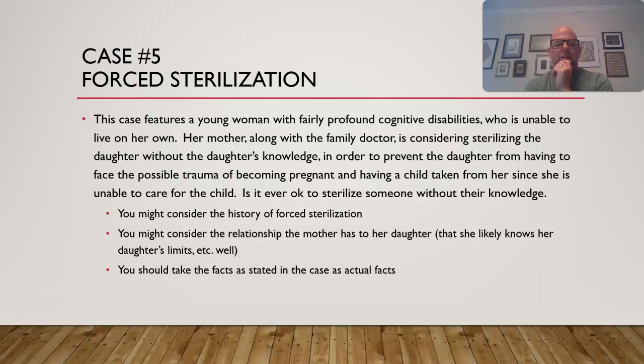So here we have a severely cognitively impaired young adult woman whose mother knows that she can't take care of herself. The mother is dying and is worried that her daughter, who's going to have to go live in a group home, could wind up pregnant and then have the child taken from her because she can't take care of it. And in order to prevent that from happening, she is considering sterilizing her daughter without telling her, or in a way that the daughter would not understand. And of course, a doctor would have to be part of that.